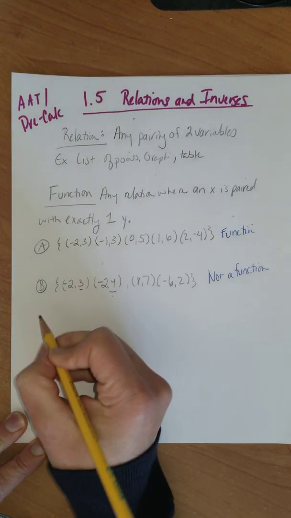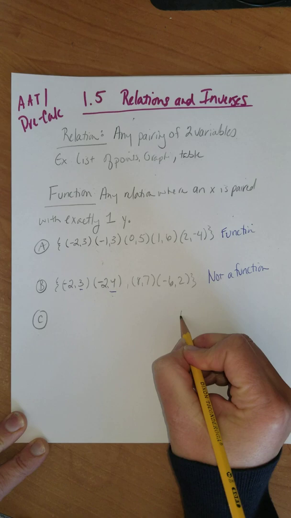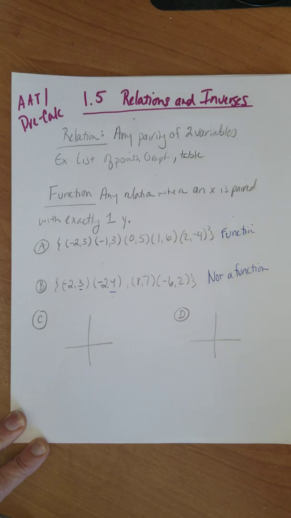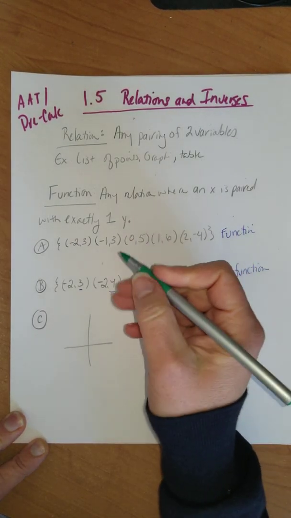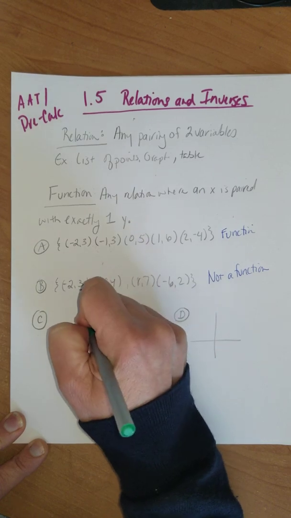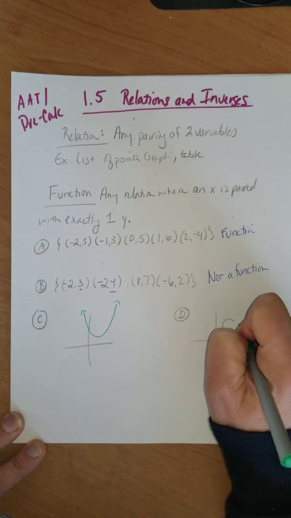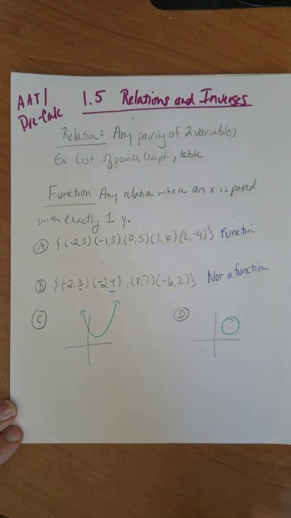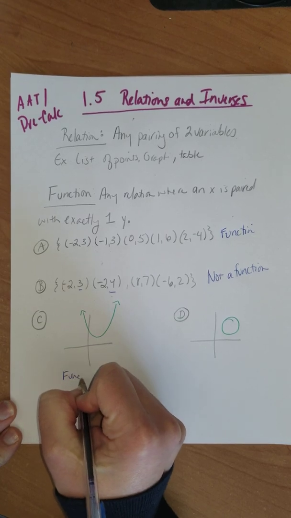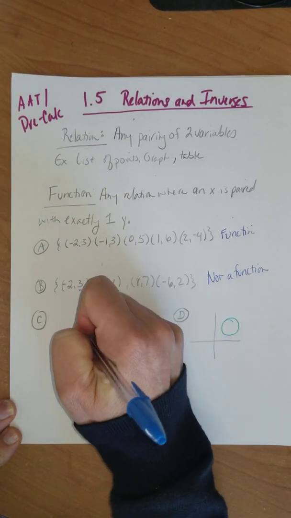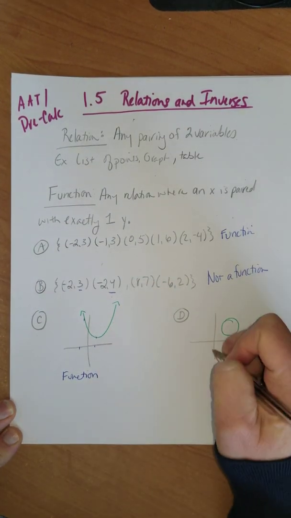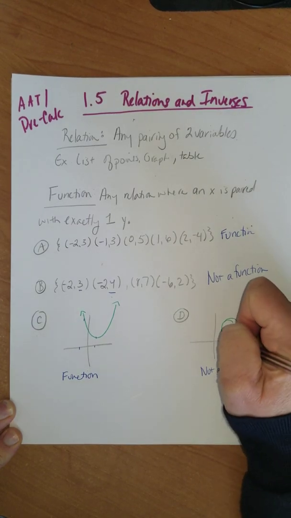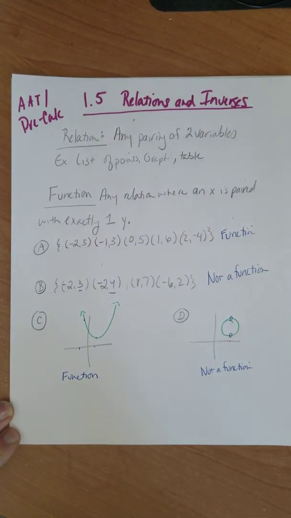All right, so let's look at another situation. Let's look at situation C and D, and we'll look at these graphically. I will do my graphs in green. Hopefully you guys can actually see the green. I'm giving you a parabola and a circle. Which one is a function and which one is not? Well, this one is a function because for every x, there's just one y. This one is not a function because this x here is paired with two different y's. Therefore, that's not a function.